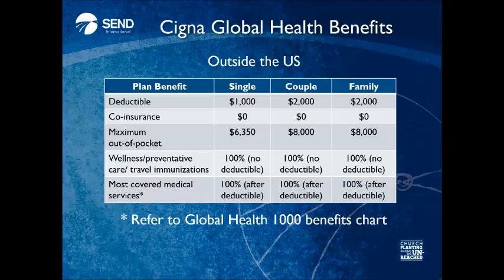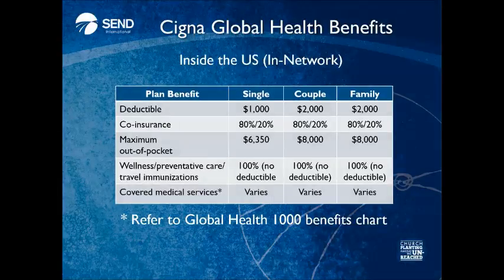You'll also notice that an individual has a maximum out-of-pocket of $6,350 for the year, and the couple and family both have $8,000. That means that one person in the family won't be charged more than $6,350 for in-network medical expenses for the year. Once the individual or family has met the maximum out-of-pocket, Cigna will cover 100% of all in-network medical expenses for the rest of the year.